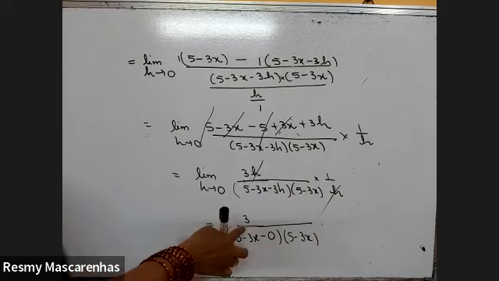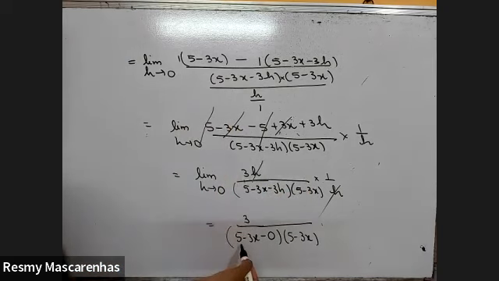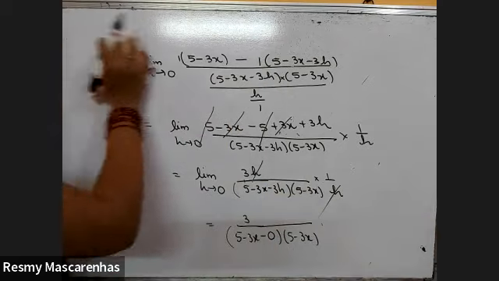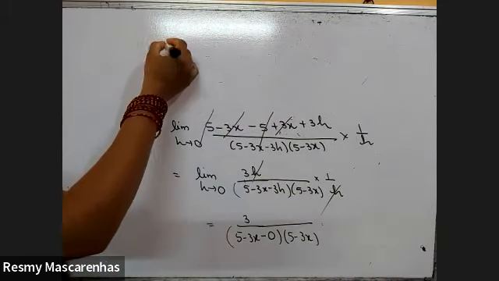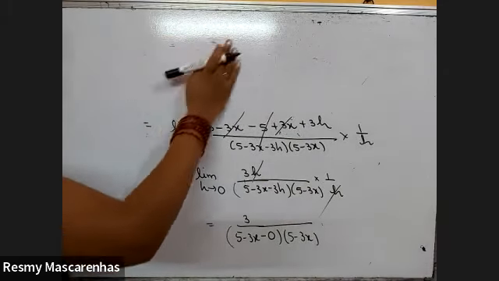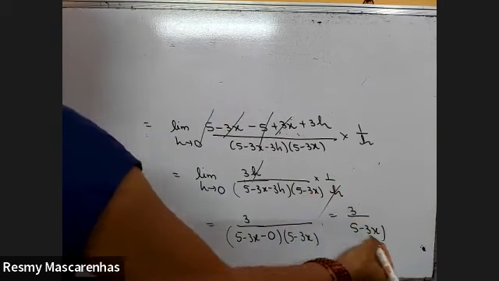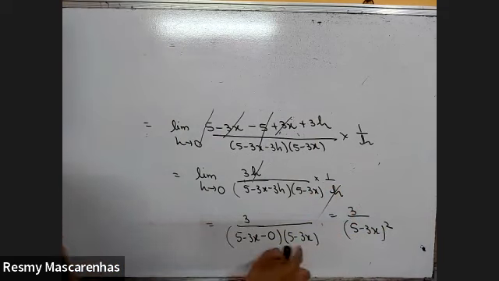So what you have got is 3 upon, it's the same term, 5 minus 3x into 5 minus 3x, which is nothing but 3 upon 5 minus 3x the whole square. It's like a into a is a square. So this is the answer.